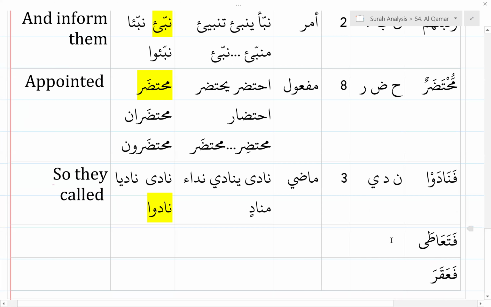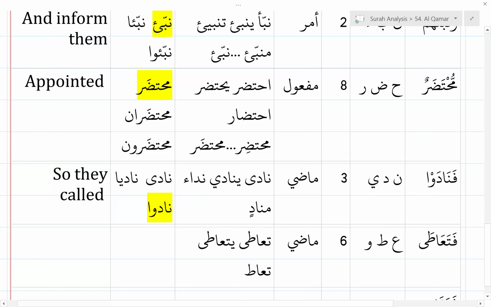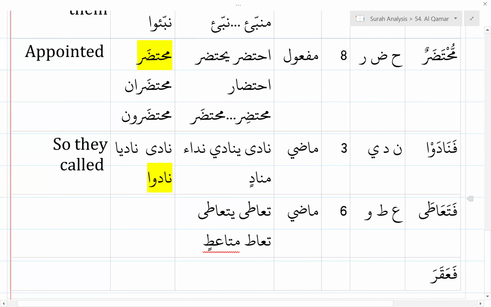Ta'ata, تعاطى. So this is family 6. تعاطى in the past, يتعاطى, تعاطٍ, فهو متعاطٍ, متعاطٍ.